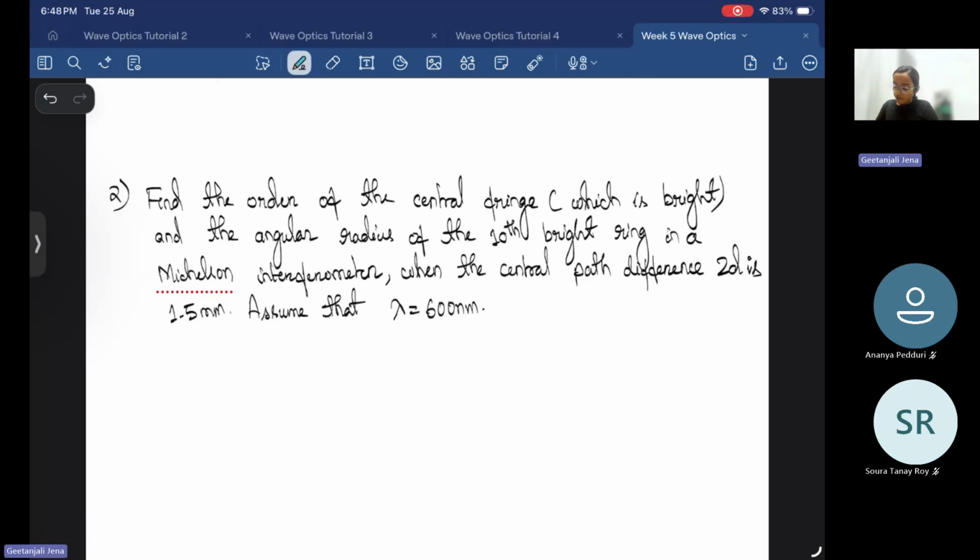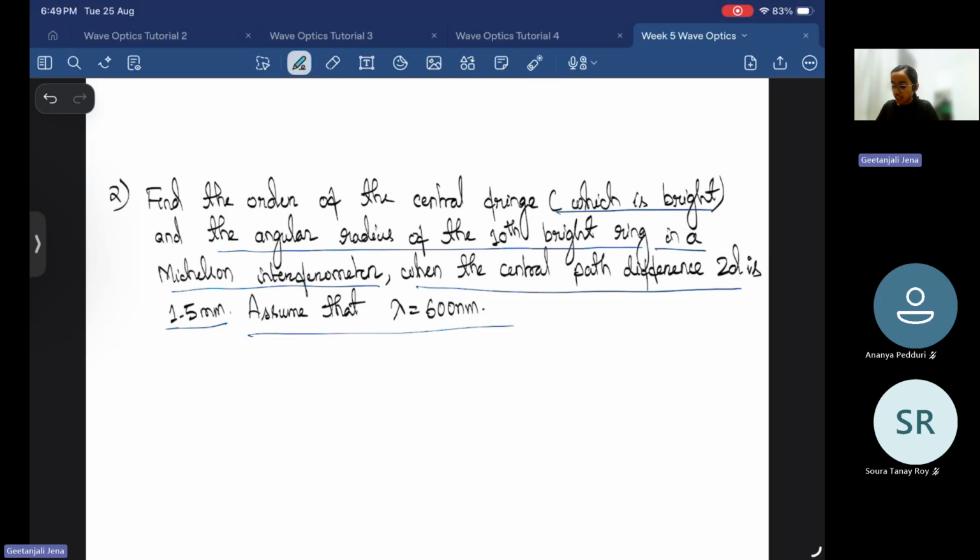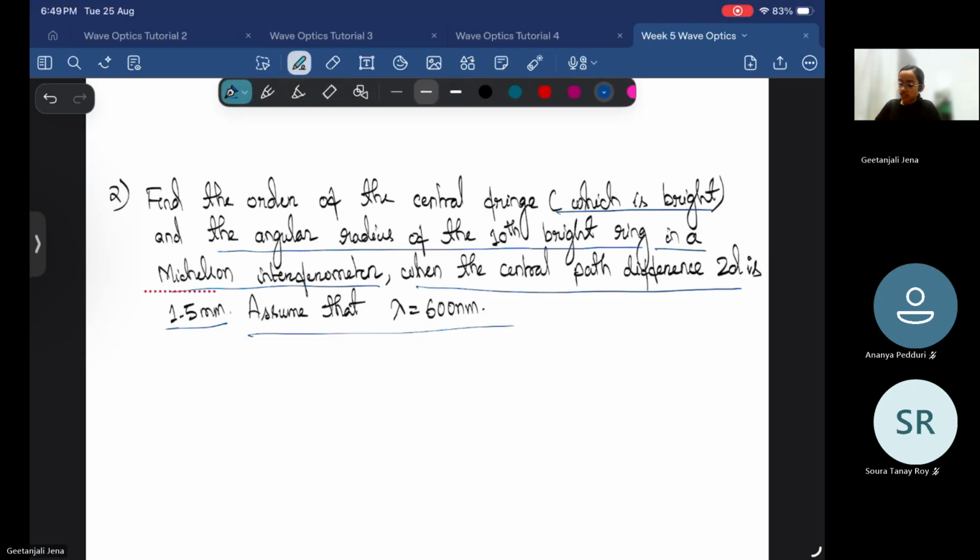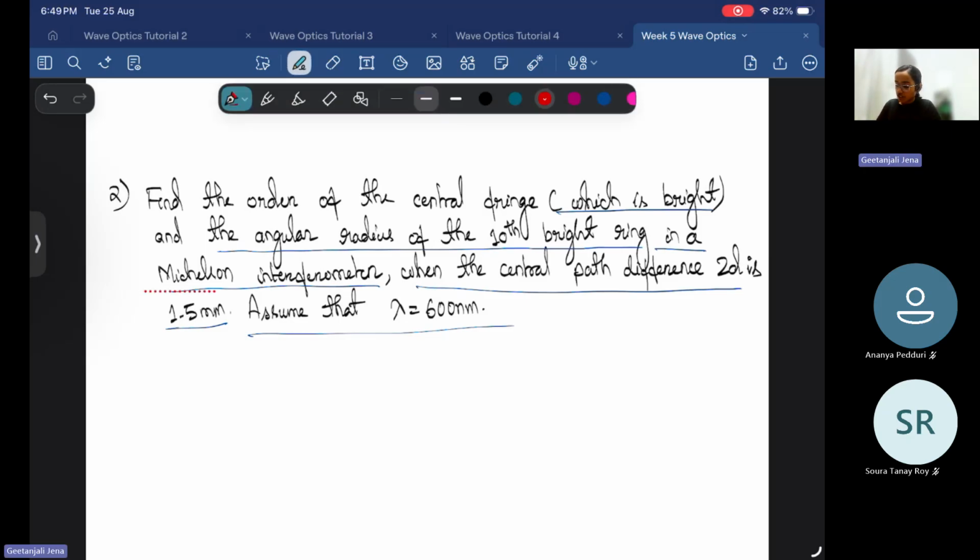The question is, find the order of the central fringe, which is bright, and the angular radius of the 10th bright ring in a Michelson interferometer when the path difference 2D is 1.5 mm. Assume that lambda is 600 nanometer. So first, let me know what is the order of the central fringe. Then you can calculate what is the angular radius of the 10th bright fringe.